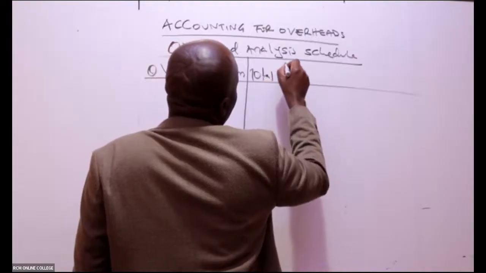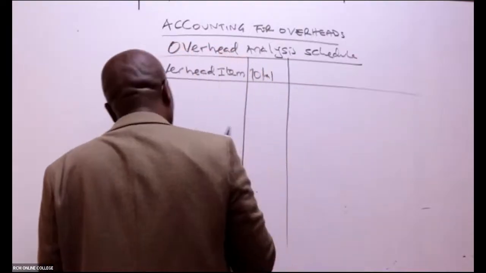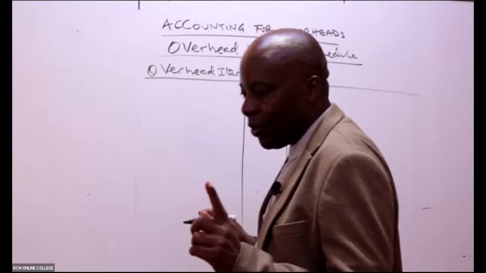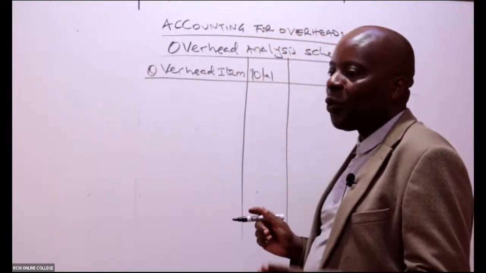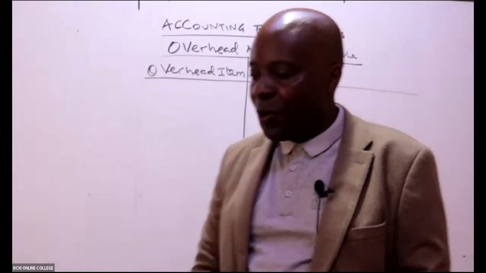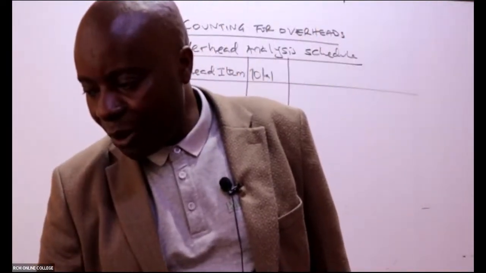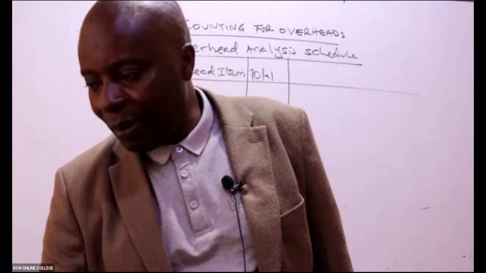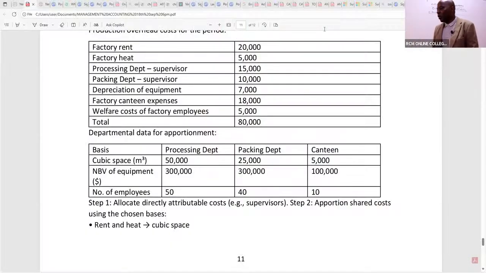This total amount is the one that will now be apportioned using appropriate criteria to our three departments. Our three departments will be told here. We have what they are calling processing.